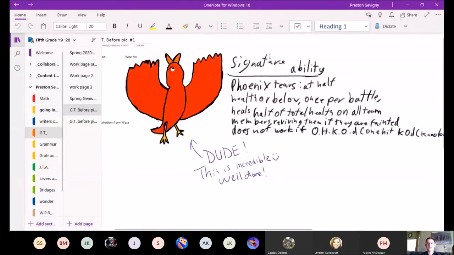And it would have a signature. So the Phoenix's signature ability would be Phoenix Tears. At half of its health or below, once per battle, it would heal half of the total health on every team member and revive team members if they are fainted. But it does not work if it is one hit KO'd. Very nice. Well designed. Good job, Preston.